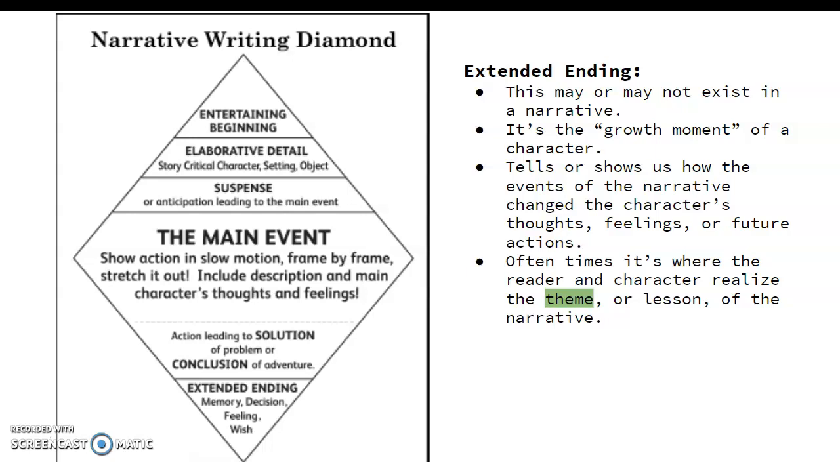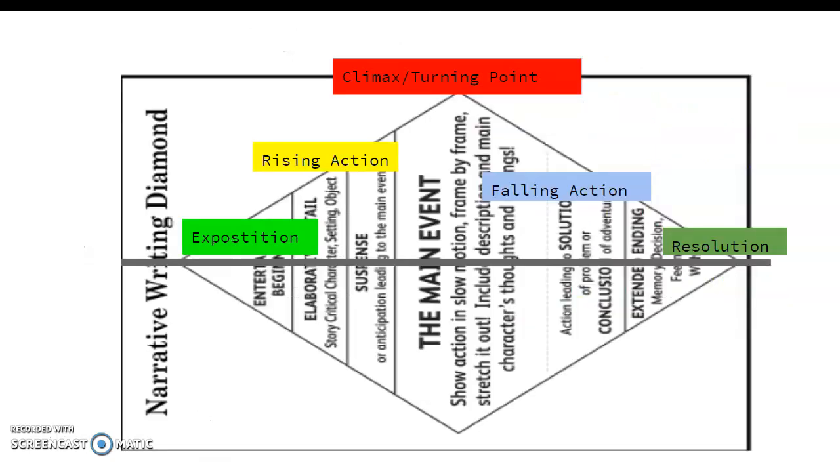It's the lesson that the character and the reader are supposed to take back and apply to their own lives. Okay? So when we think about narrative writing in this diamond, I don't want you to freak out. I've mentioned a lot of words that in reading we talk about. So if you turn that diamond on its side, you'll notice it's just a plot triangle. All we've done is turn it so we can flesh out and see the largeness of that main event. That's really why we do it that way.